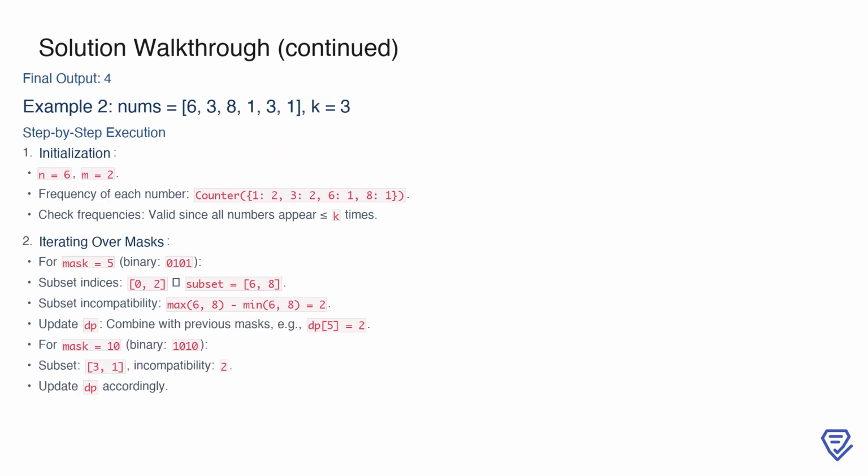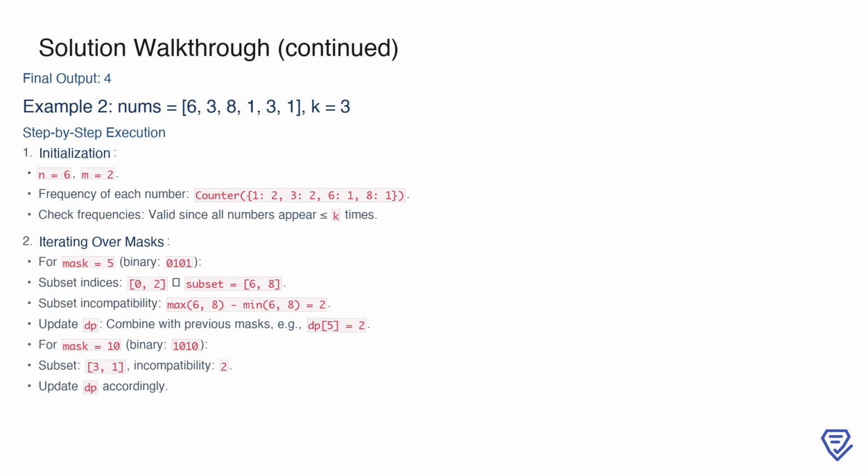Once all valid masks have been processed, the final result is obtained from the DP table. The full mask, representing the entire array, is (1 << n) - 1. For the example where nums = [1, 2, 1, 4] and k = 2, the full mask is 15, binary 1111, and the minimum incompatibility stored in DP[15] is 4. Now let's look at another example where nums = [6, 3, 8, 1, 3, 1] and k = 3.